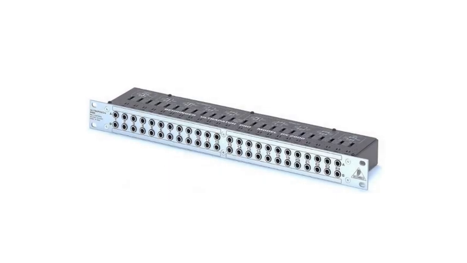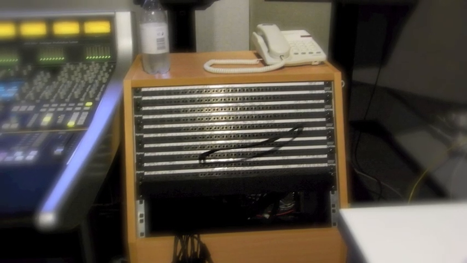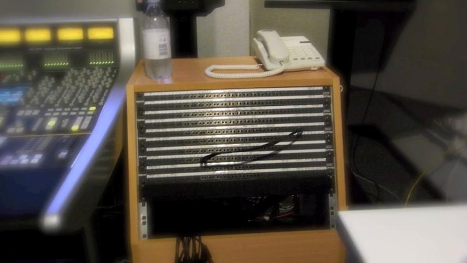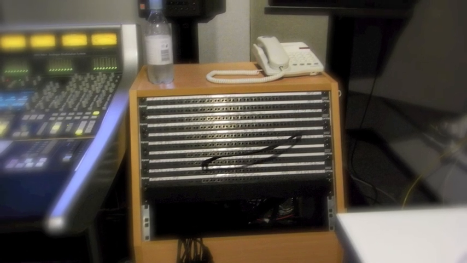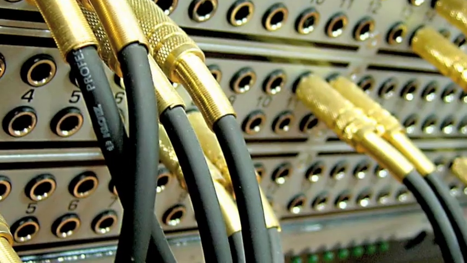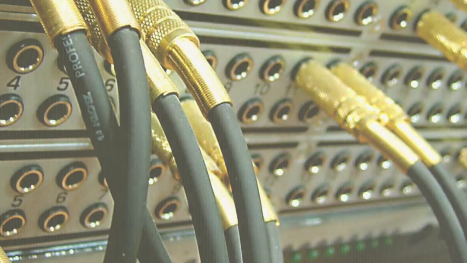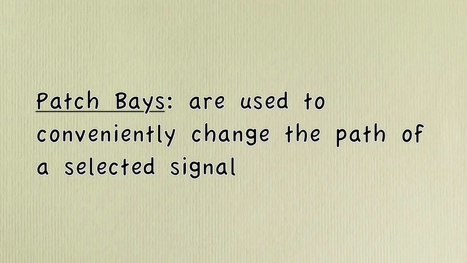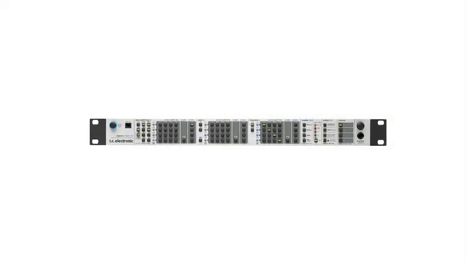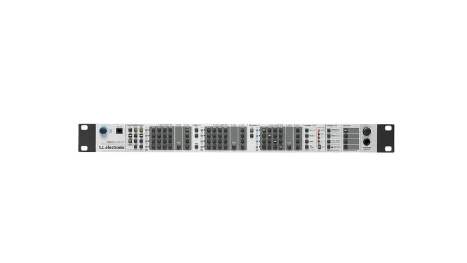Moving back to equipment that can be found in control rooms, let us refer to patch bays. Patch bays are essential in studios. Imagine having to change the connections in the back of a console every time the need to use an outboard unit came up. Patch bays are typically rack-mounted panels which house cable connections. Patch bays are used to conveniently change the path of a selected signal. State-of-the-art studios also use digital patch bays, which do not require physical patching for rerouting signals.